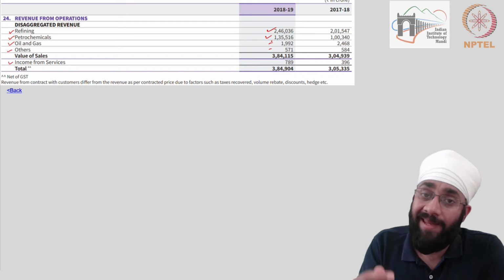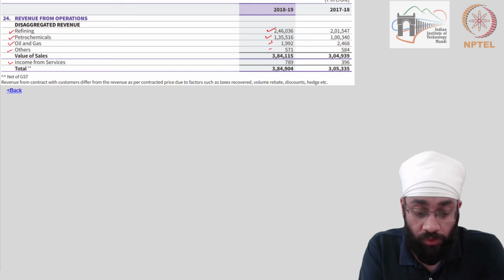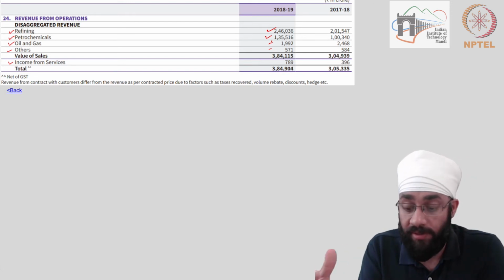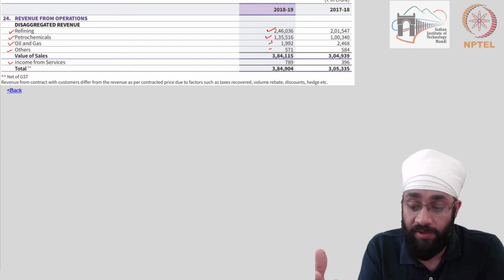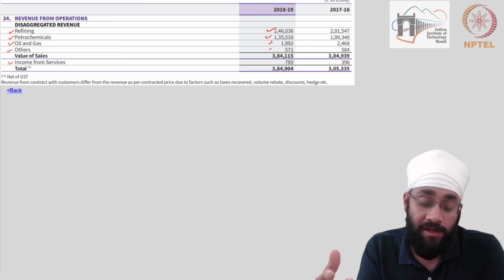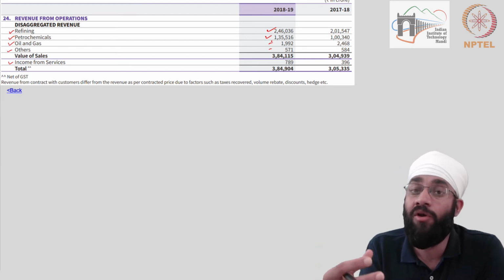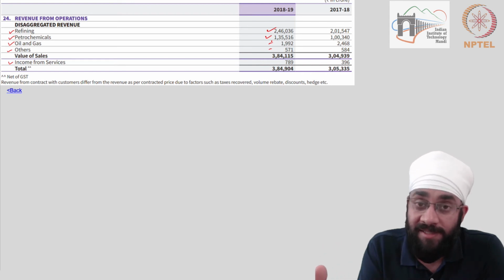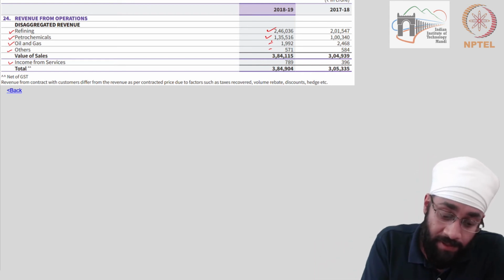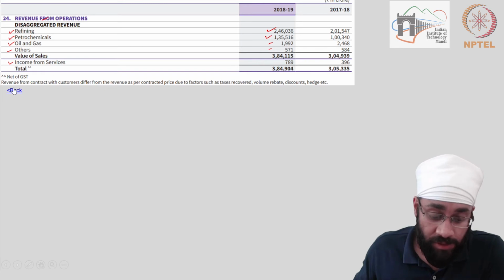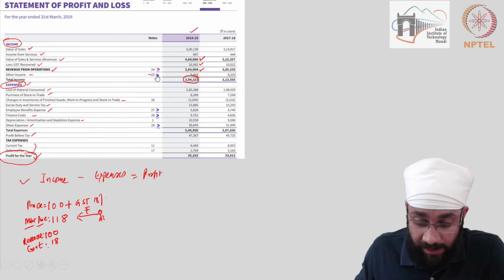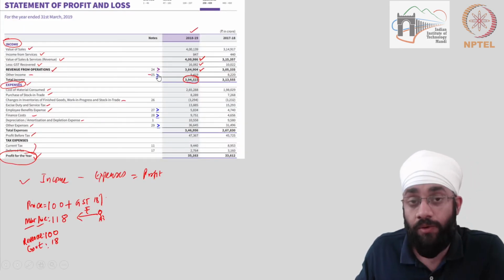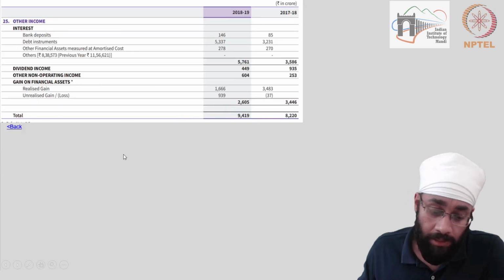So for any company, you can look through the notes and understand what is the breakdown, what are the sources of the revenue from operations, what all does this company sell. So that is revenue from operations. Let's go to the next item, which is other income. Let's look at what are the non-operating incomes.